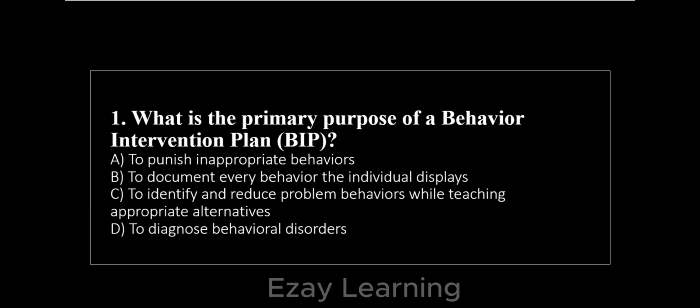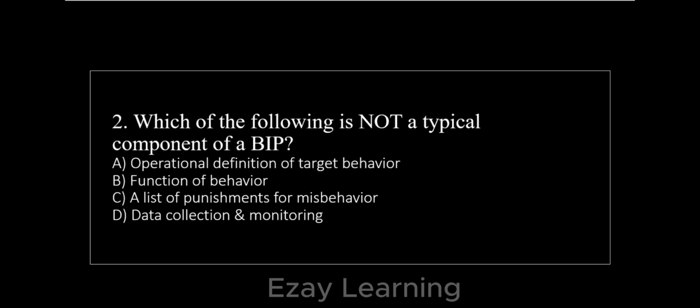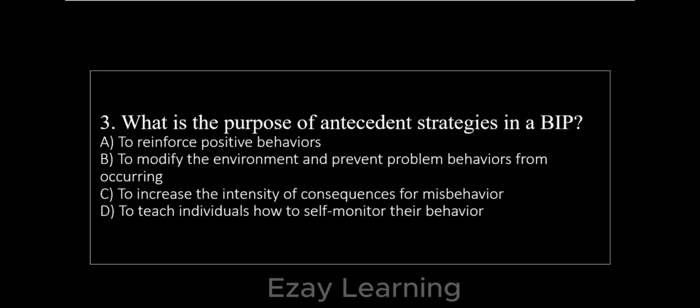Coming towards the MCQs. What is the primary purpose of a behavior intervention plan, BIP? To identify and reduce problem behaviors while teaching appropriate alternatives. Which of the following is not a typical component of a BIP? A list of punishments for misbehavior. What is the purpose of antecedent strategies in a BIP? To modify the environment and prevent problem behaviors from occurring.